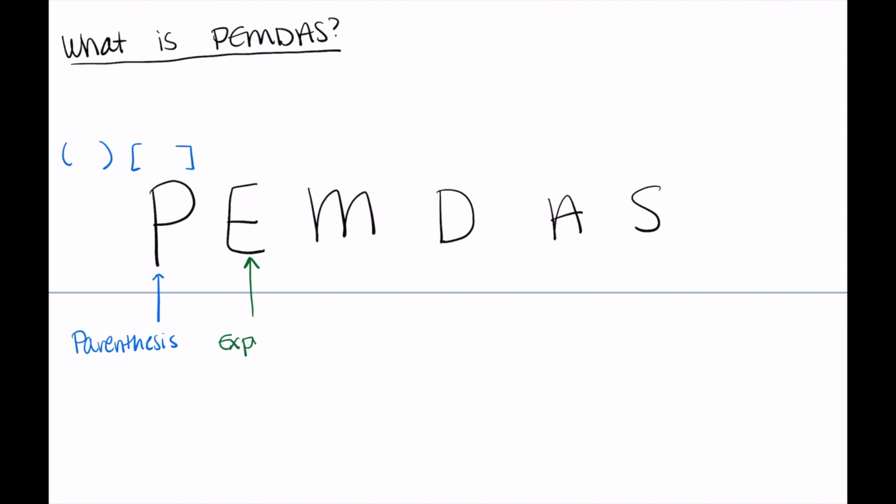Now we'll move on to the E. E stands for exponents. So anything to the power of 2, 3, 4, so on. It doesn't matter what the base is, what the exponent is, but that would be our second thing that we would solve in an equation. Then the M stands for multiplication. So multiplication can either be shown with the X multiplication sign or the dot or parentheses as well, depending on where the number is.